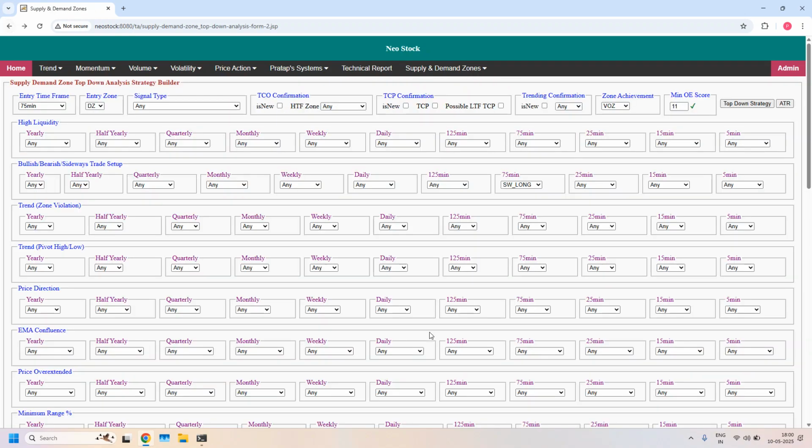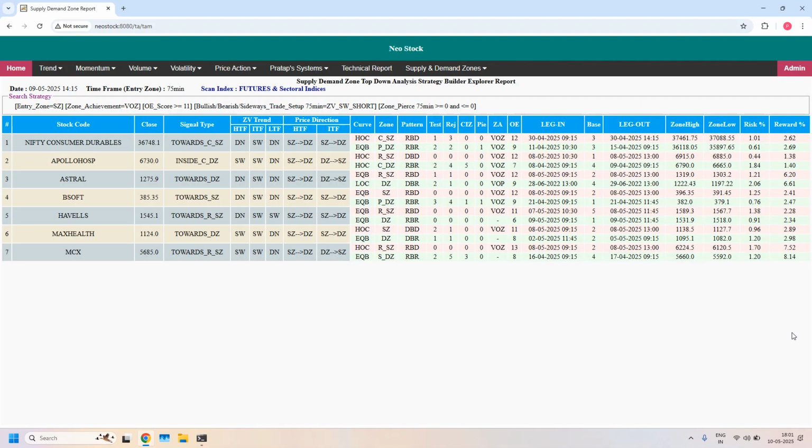Okay, next sideways short trade setup, entry zone, supply zone, and also at 75 minutes I am selecting sideways short, and remaining all the three filters are applied to 75 minutes supply zone. Let's filter. We got 7 stocks supporting sideways short trade setup for weekly income trade.